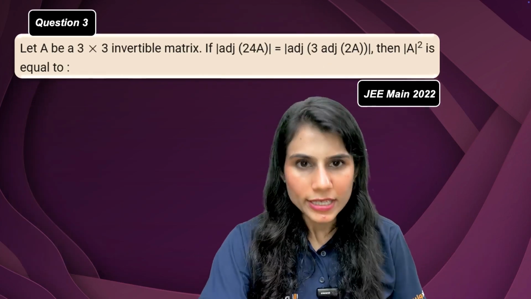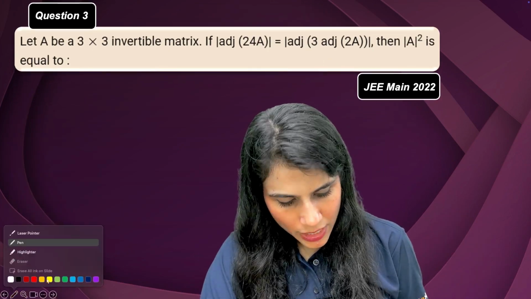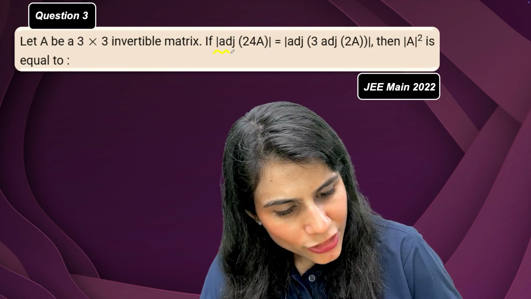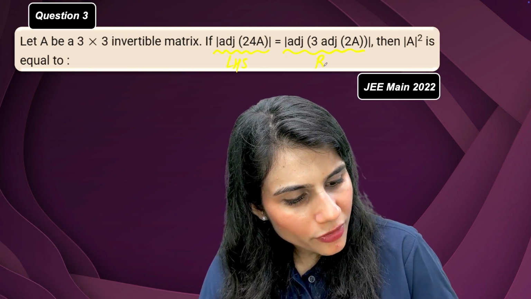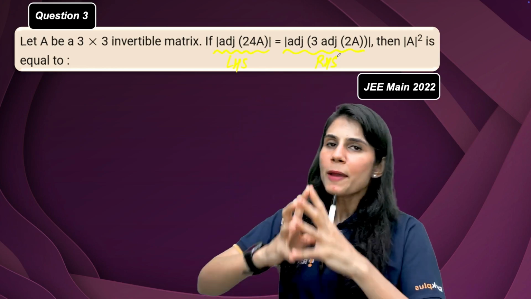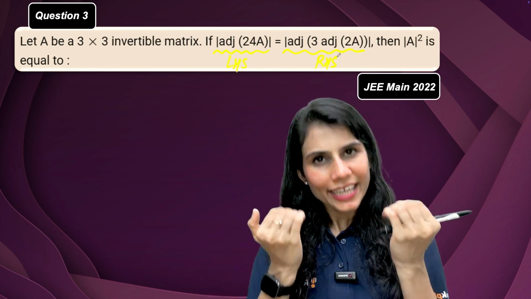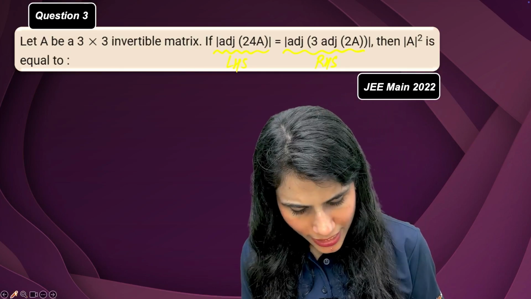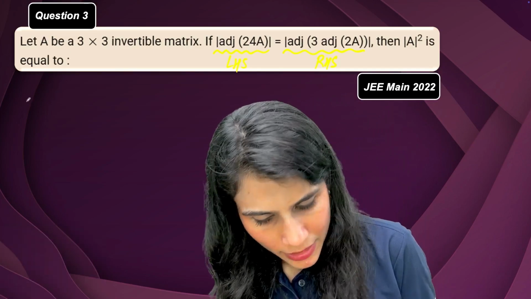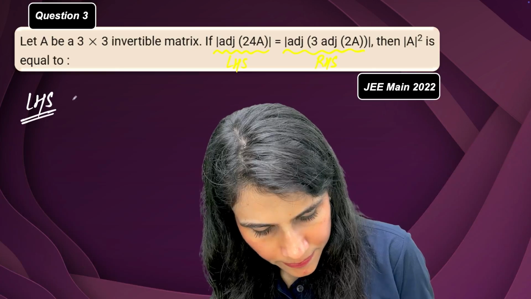Here what we're going to do is, again, play smart, play safe. Catch hold of the left hand side. Then we're going to catch hold of the right hand side. We have to simplify both of them and eventually equate them. That's what the question says. That's what we're going to do. Obey the question. So let's start. Left hand side.